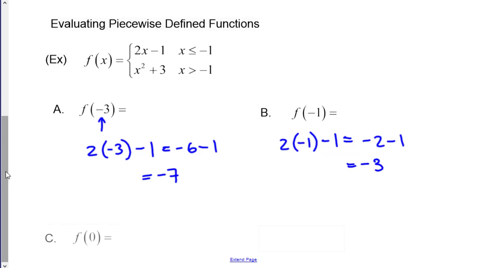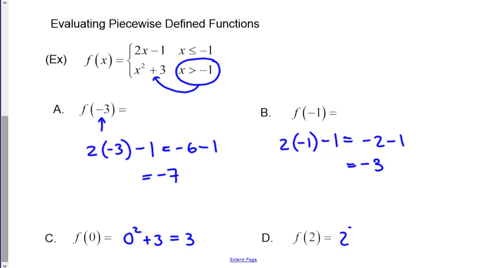Next up, f of 0. Well, 0 is greater than negative 1. So that means I would be using this function to evaluate this one. So I would be doing, say, 0 squared plus 3, which results in just 3. And lastly, f of positive 2. Well, positive 2 is greater than -1, so that means I'm using this function again. So it would be 2 squared plus 3, which is 4 plus 3, or 7.